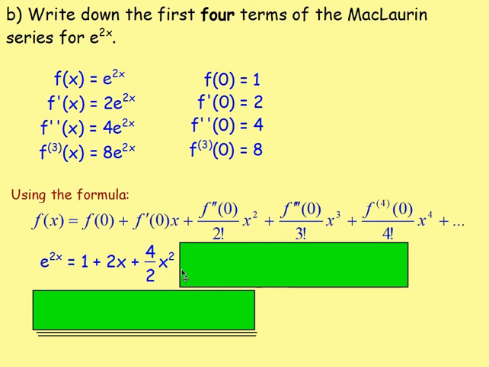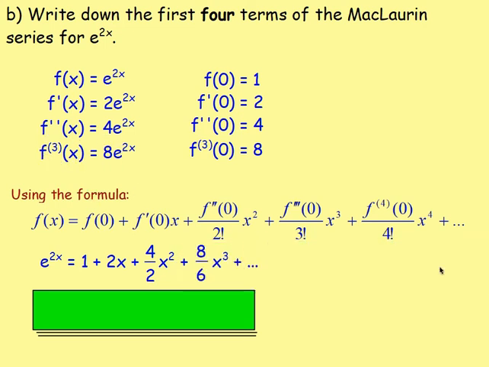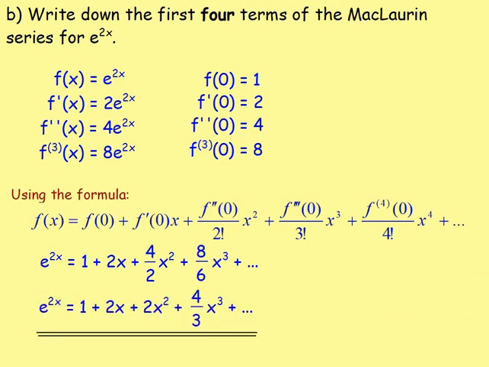We want the fourth term, so we need one more, which is why we need this third derivative. So that will give us 8 over 3 factorial, 3 times 2 times 1 is 6, multiplied by x to the power of 3. From there then, just tidy that up. 4 over 2 works out to be 2, and 8 over 6 works out to be 4/3. So that will be your answer.